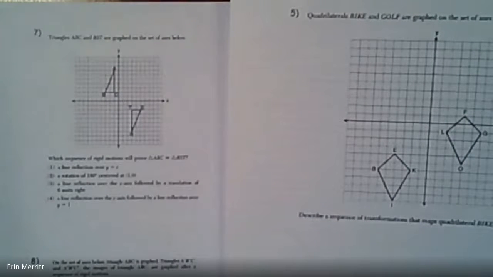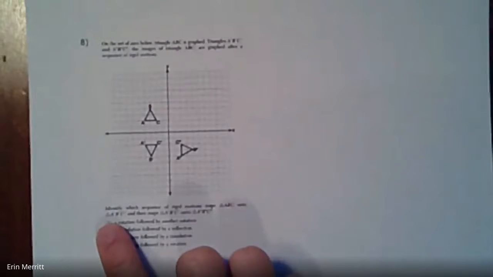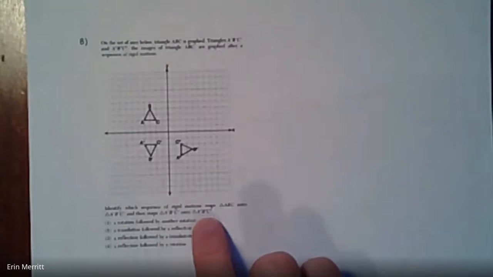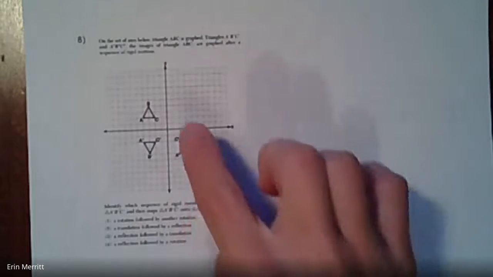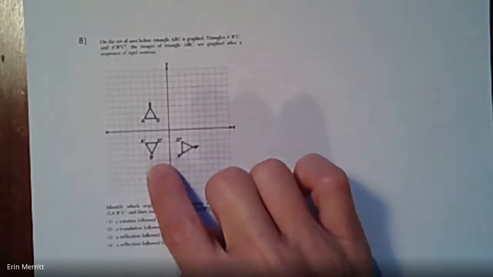And what I'm thinking is I would like you guys to try one of them, but maybe I'll have you try one of the multiple choice. So all the way at the end of the notes here, number 8, it says identify the sequence of rigid motions. And this one's kind of helpful in that it tells you it goes from ABC to A prime, B prime, C prime, and then to A double prime, B double prime, C double prime. So by them giving you kind of the triangle in between, it should make it easier to answer.